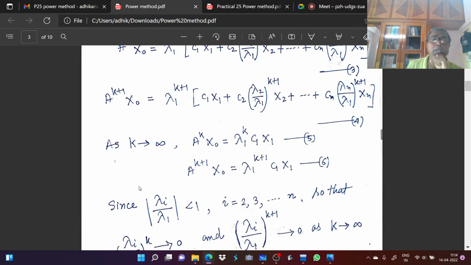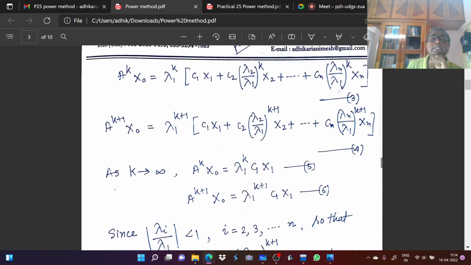So the modulus of lambda 2 by lambda 1 is less than 1. From the second term, lambda 2 by lambda 1 is less than 1, and lambda n by lambda 1 whole to the power k is less than 1, and similarly the others. If k is a large value, these values in the second term are very small, so we get A^k x0 equal to lambda 1 to the power k C1 x1 and A^(k+1) x0 equal to lambda 1 to the power k plus 1 C1 x1, and the other terms can be cancelled due to the numerically largest eigenvalue lambda 1.